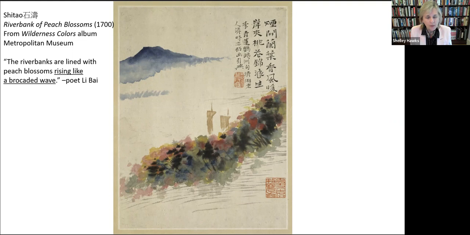And Shitao quotes a Tang Dynasty poem by Li Bai: "The riverbanks are lined with peach blossoms rising like a brocaded wave." Here, these multicolored dots may remind us of French Impressionism or Pointillism. They form a shimmering veil, partially obscuring the two boats whose sails are just visible.